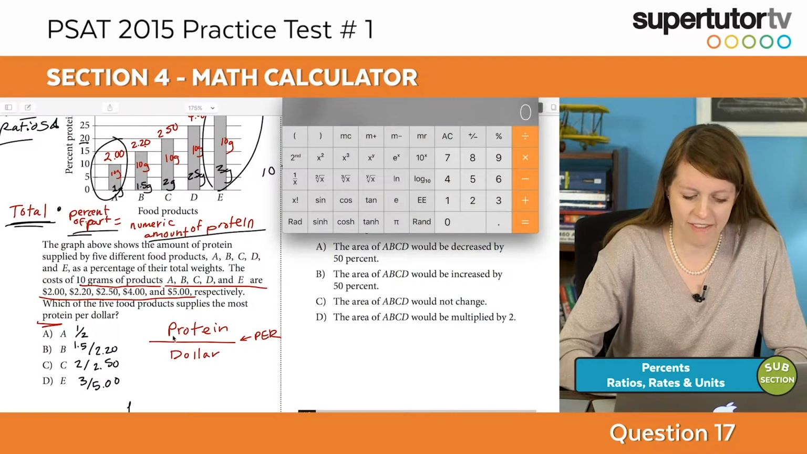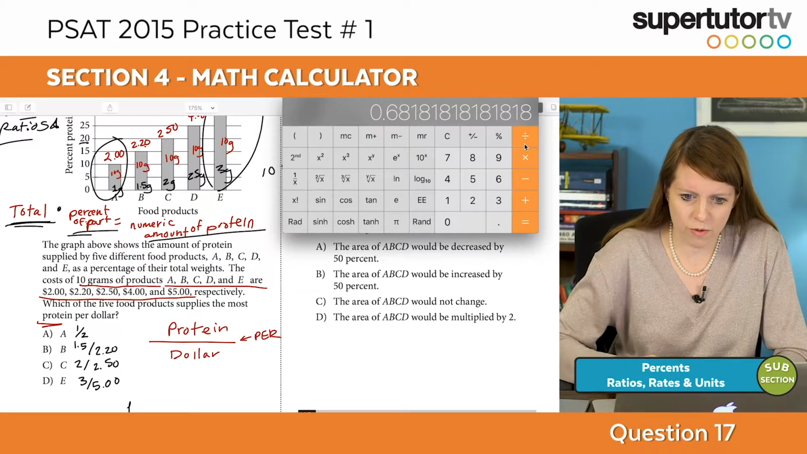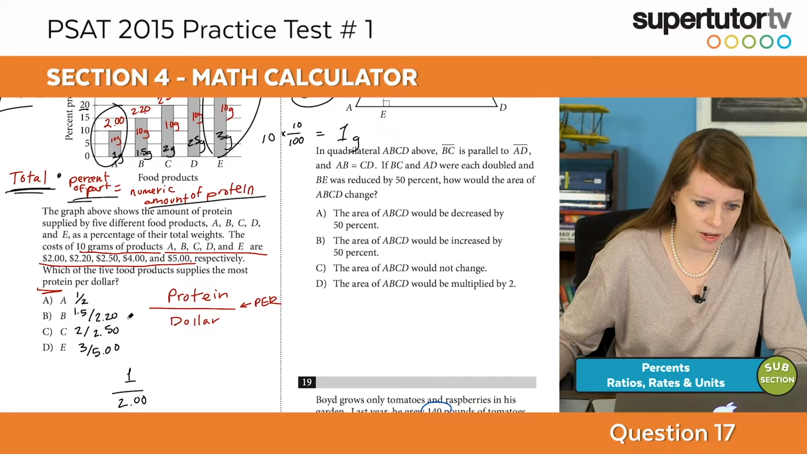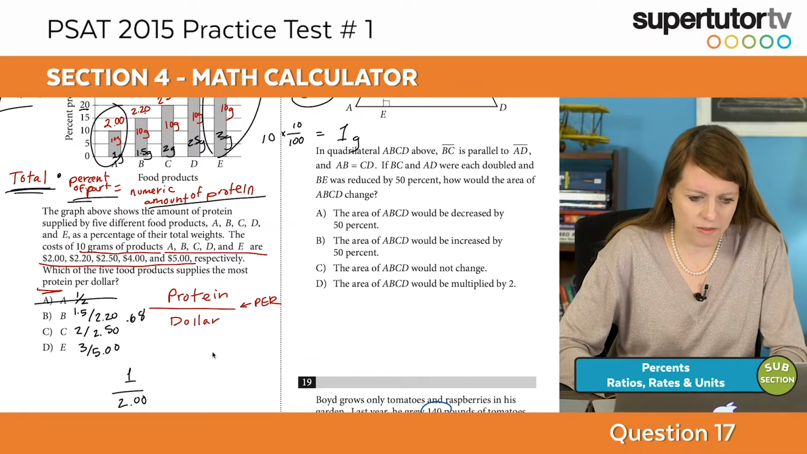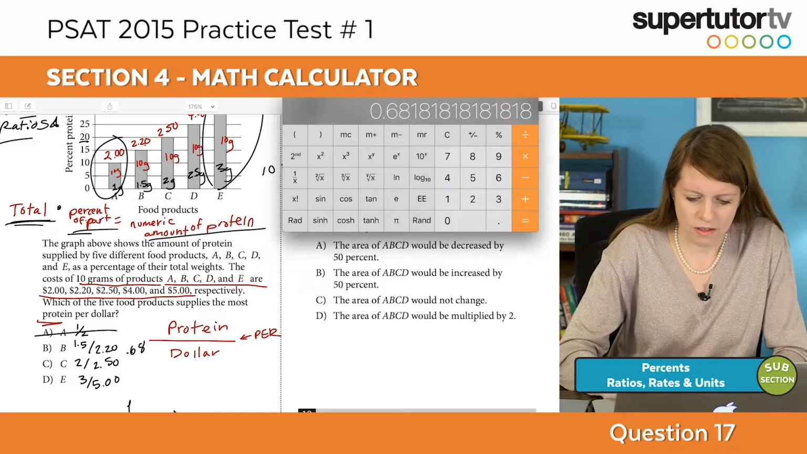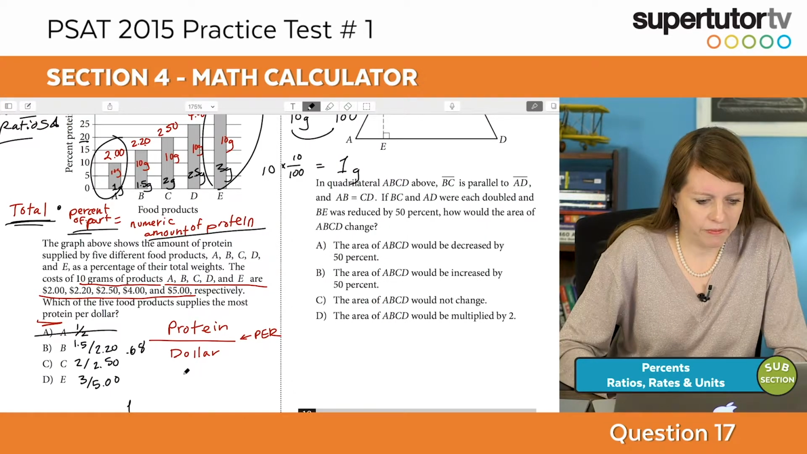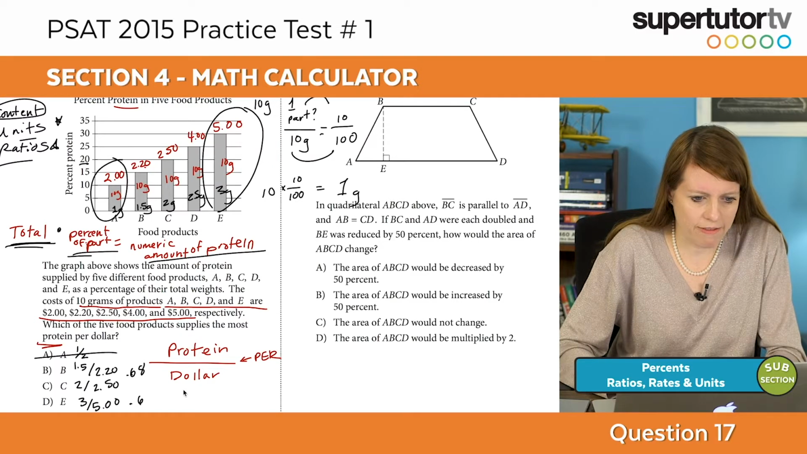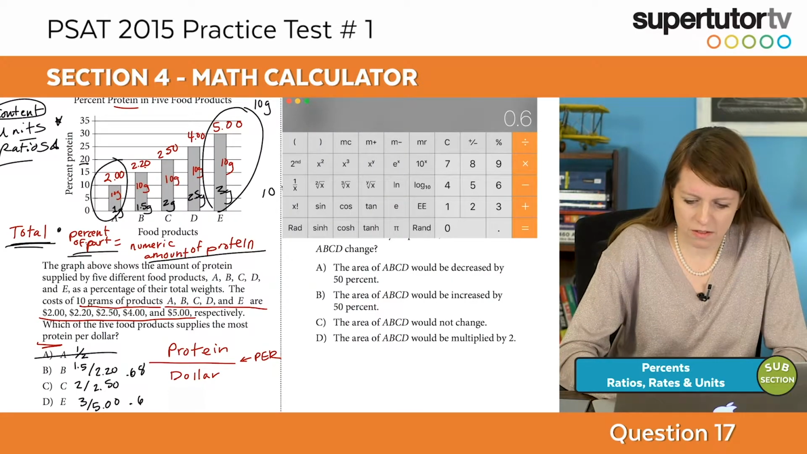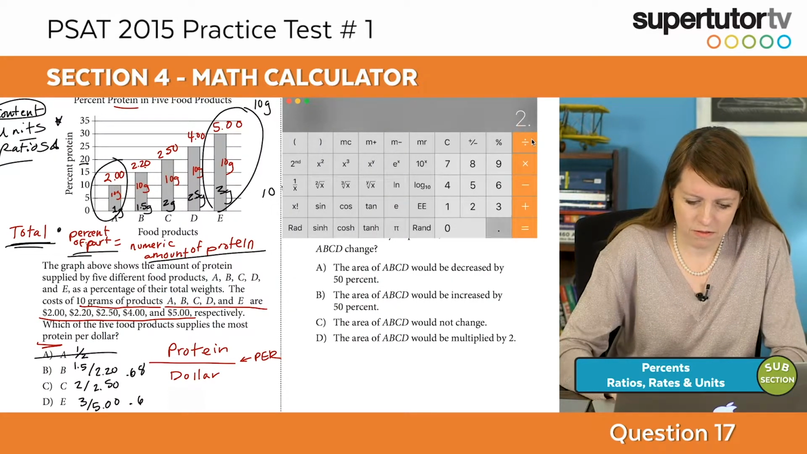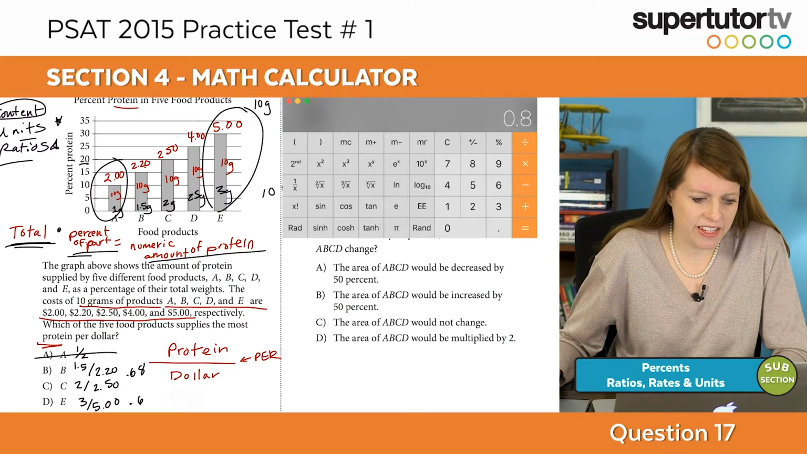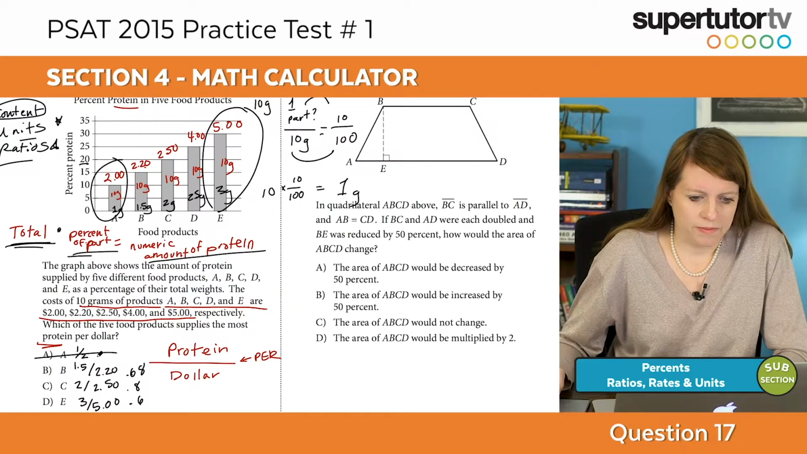This is actually 1/2. That's easy to see. 1.5 divided by 2.2, we get 0.68, so that's a little bigger. I want the most protein per dollar, so I want the protein to be bigger. So that's going to be out. I'm going to skip down here. What's 3/5? 3 divided by 5 is 0.6. Now we have 2 divided by 2.5. 0.8. Okay, so that's definitely the highest of these 4.